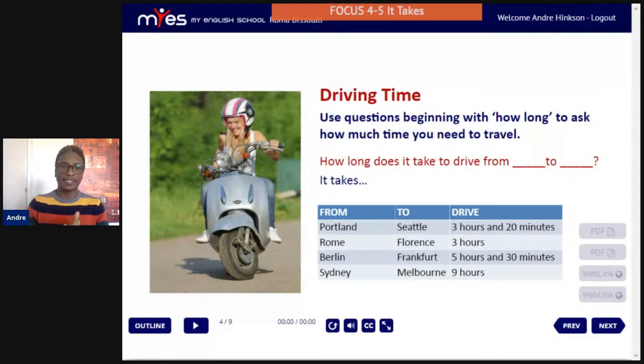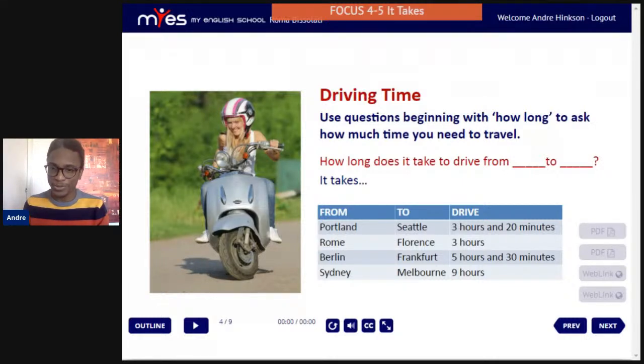Alrighty, so let's look at driving time. So we're looking at the number of hours or the period of time it takes to travel from one location to another. So let's use the questions beginning with how long to ask how much time you need to travel. How long does it take to drive from one city to another city? Remember the answer, we start with it takes. When you respond, you always start with it takes. We use the subject it in the third person.